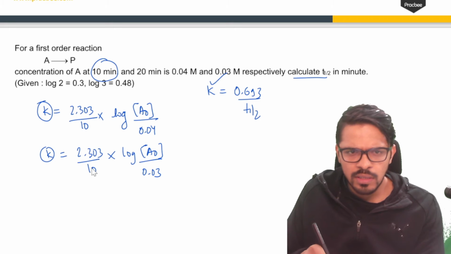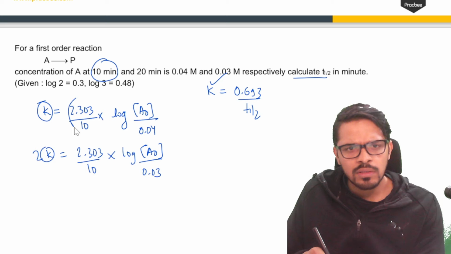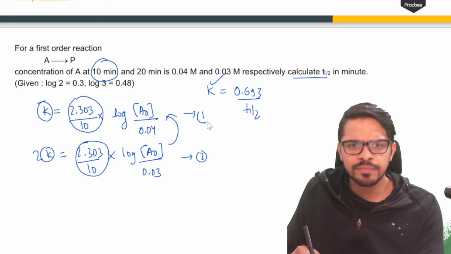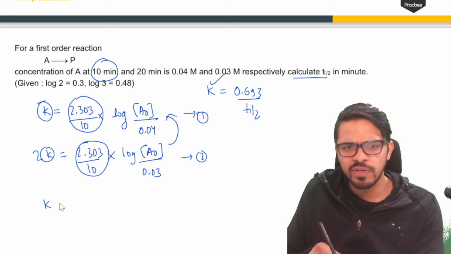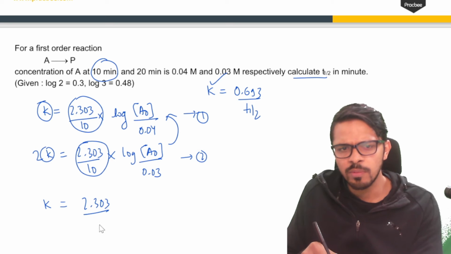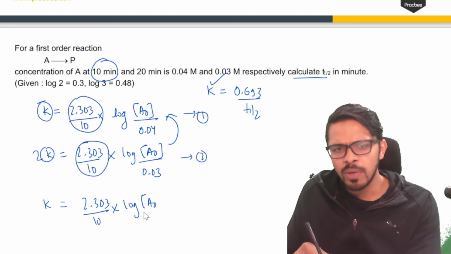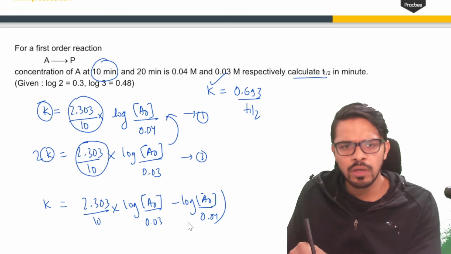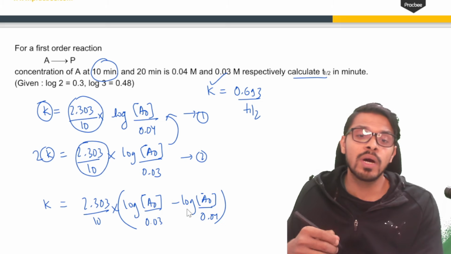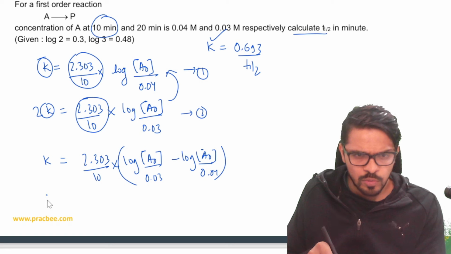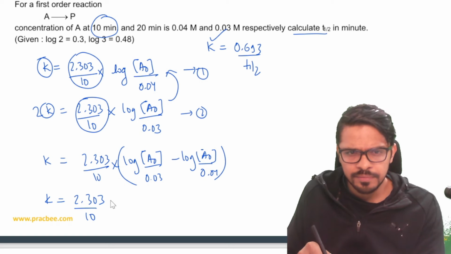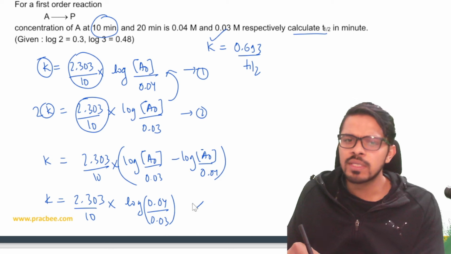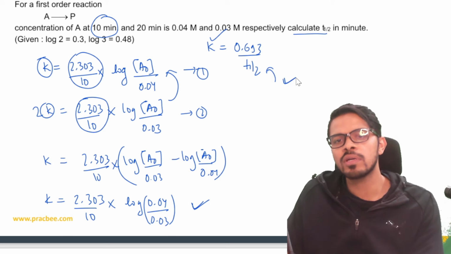Achha, if I do this, it was basically 20, I'm taking 2 here. So I've gotten this same value. If I subtract equation 2 from 1, I'll basically get 2k minus k on the left hand side, which is k. On the right hand side, we have 2.303 by 10 log of A naught by 0.03 minus log of A naught by 0.04. So log m minus log n is log m by n. I can see A naught will go away. So basically k would be 2.303 by 10 log of 0.04 by 0.03. This gives us the value of K, and through that we can calculate the value of T half as well.